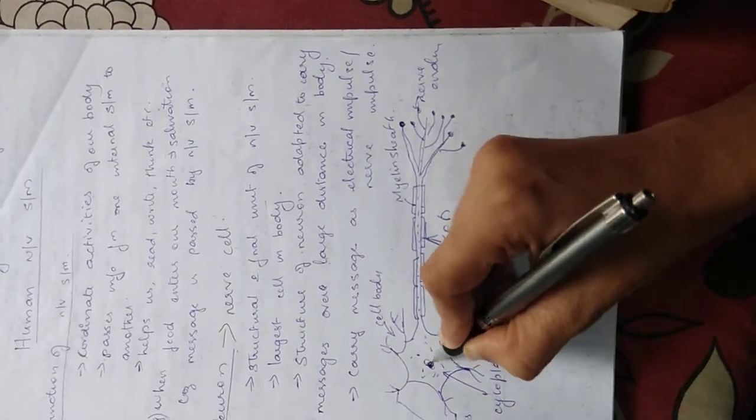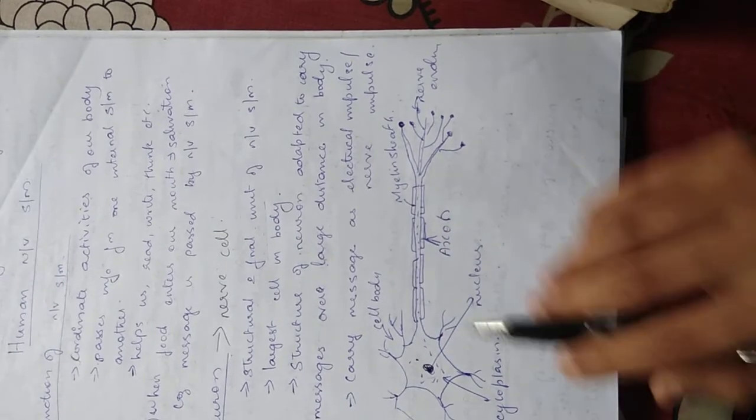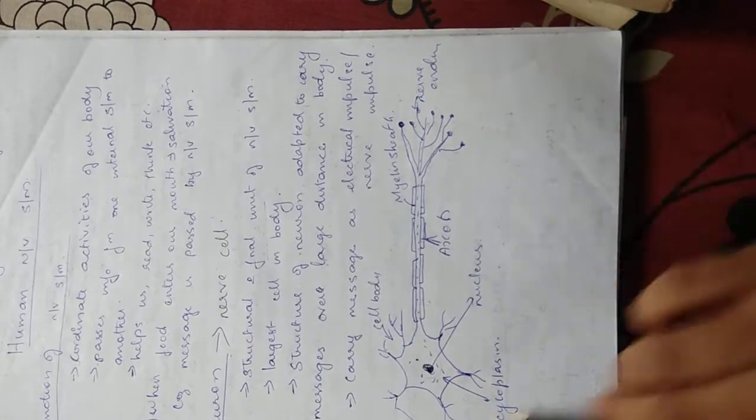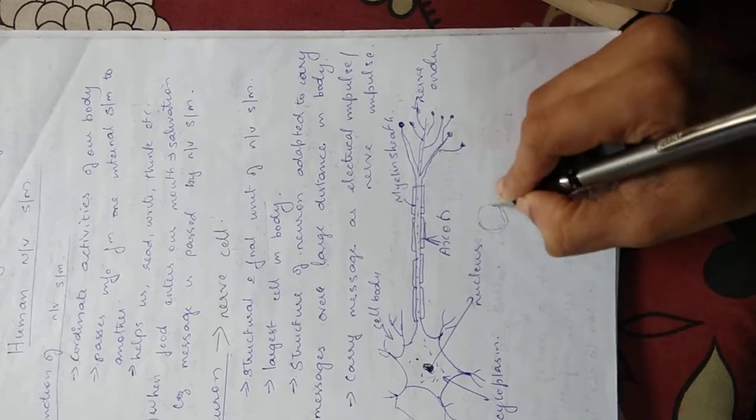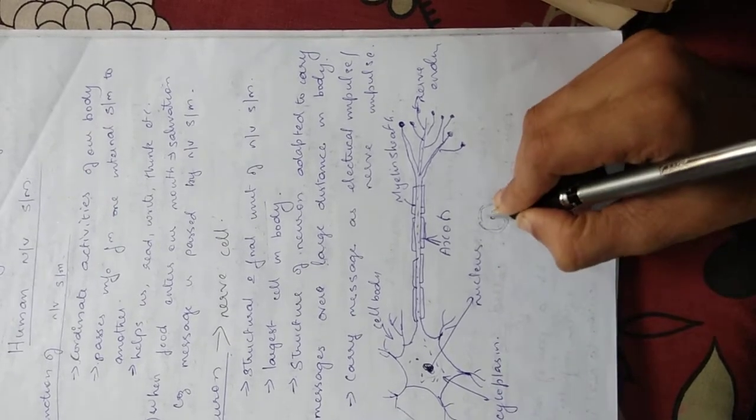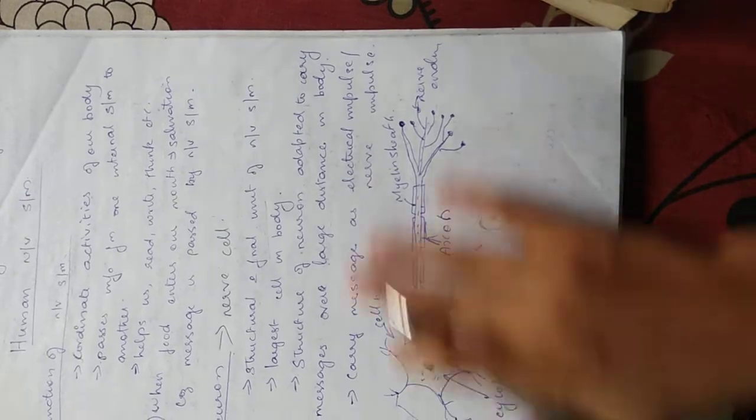Inside it has cytoplasm, and inside it has a very beautiful nucleus. Okay, but then it is not like other cells. When we say a cell, we consider it to be like a round thing with a nucleus in the center and cytoplasm surrounding it. But here there is some difference.